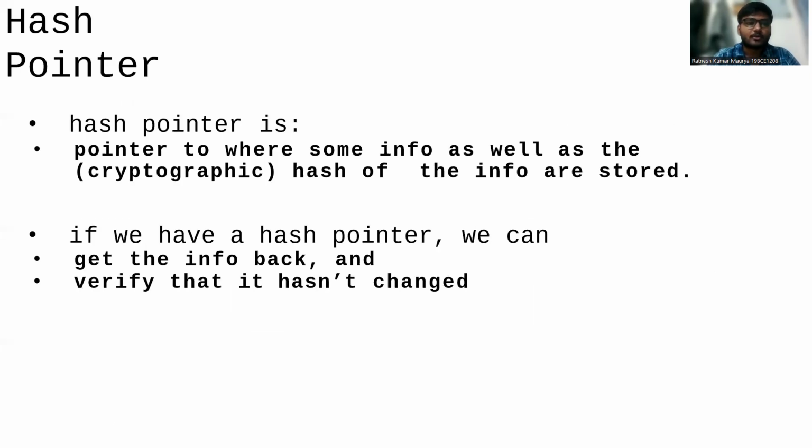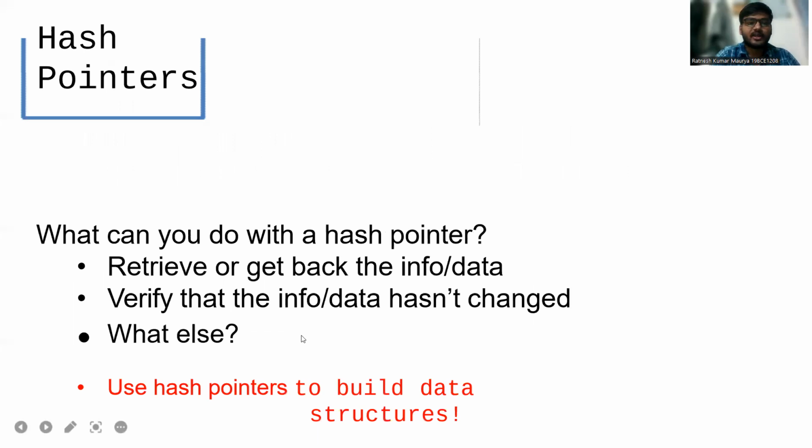So let's talk about hash pointer. A hash pointer is a special pointer where we can store information as well as the cryptographic hash of that information. If we have a hash pointer, we can verify our data. We can get back our information. So with the help of a hash pointer, we can do many things. For example, we can build data structures, retrieve our information back, and verify whether data is changed or not changed.